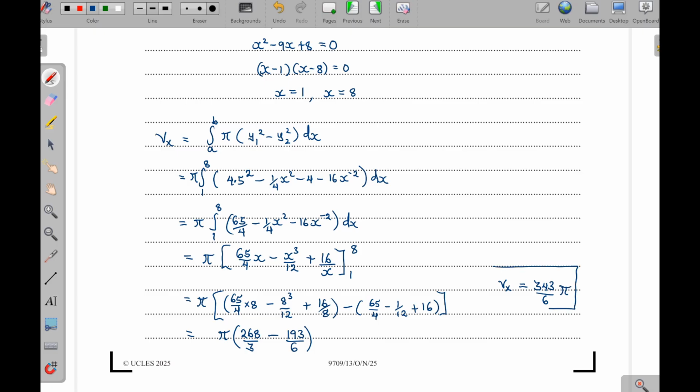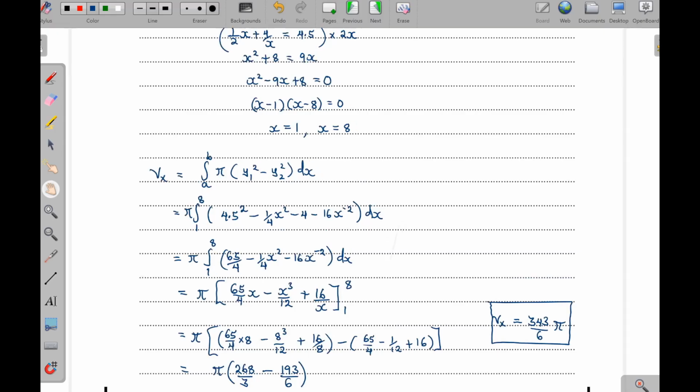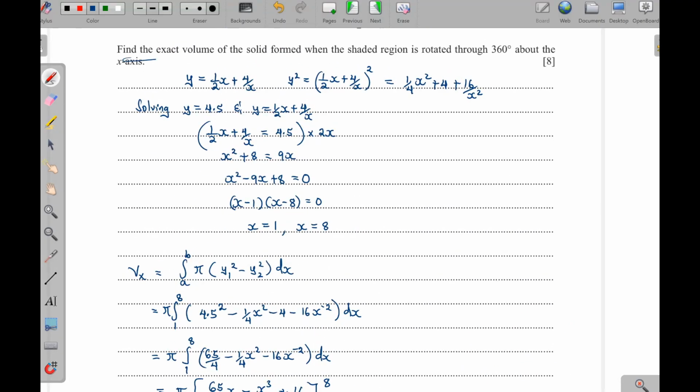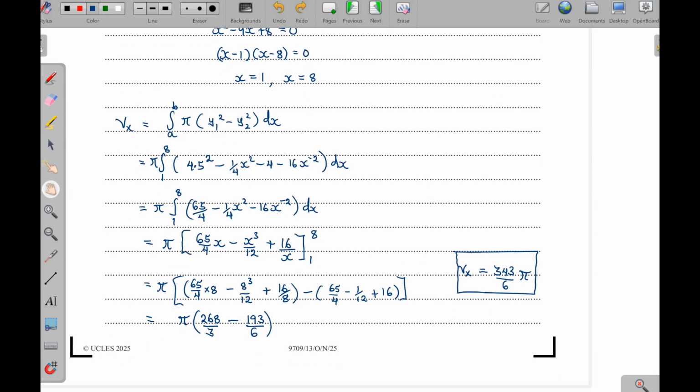I'll leave it exact. Did they even tell us to find it as exact? Yes, they said find the exact volume. So don't turn it to decimals and write your 3 significant figures. This has to be the final answer.